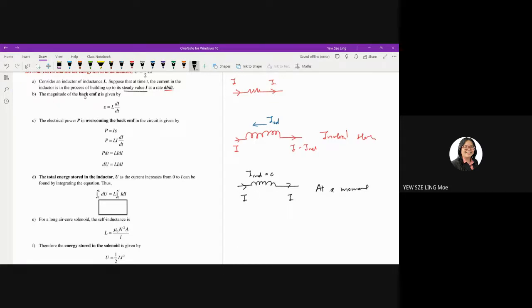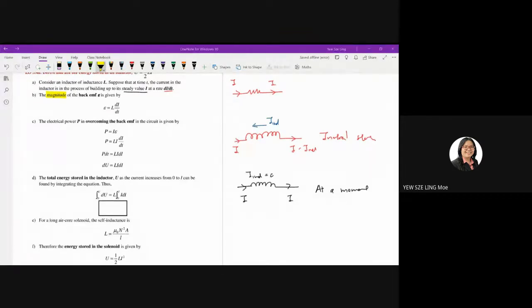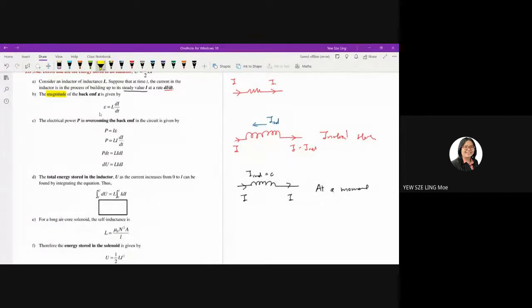So the magnitude of the back EMF is given by EMF equals L di over dt. The negative sign is not included in this equation, because you are looking at just the magnitude. In your calculation, in case you get a negative value, always add an additional sentence to rewrite it in terms of magnitude as a positive value. If you get a negative value at the end, you add one sentence: the magnitude of the induced EMF is, and then you write down the value without the negative sign, because usually questions will ask you to calculate the magnitude.